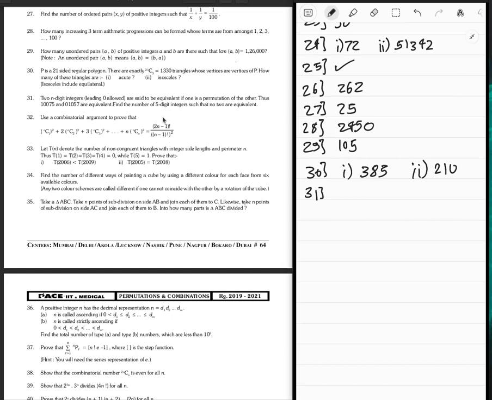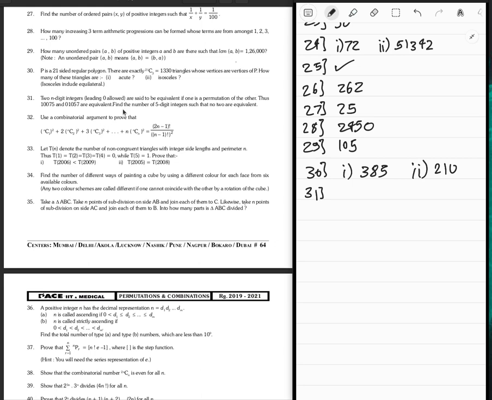Alright, let's go to 31 now. Two n-digit integers, leading 0 allowed, are said to be equivalent if one is a permutation of the other. Thus, these are equivalent. Find the number of 5-digit integers such that no two are equivalent.